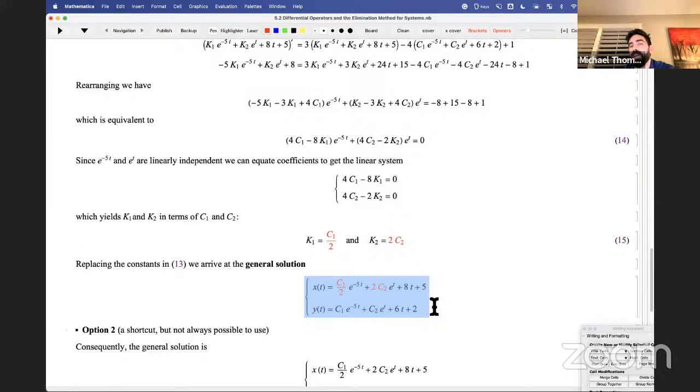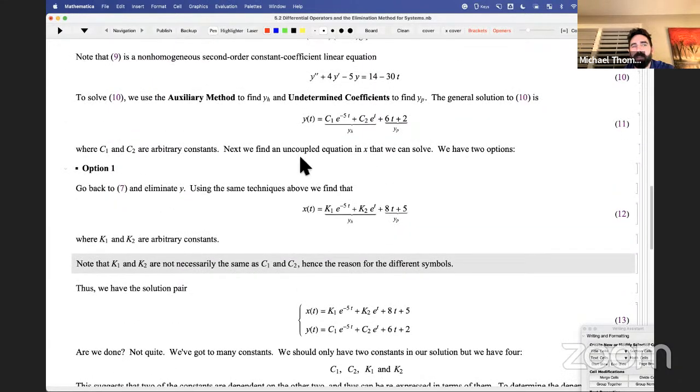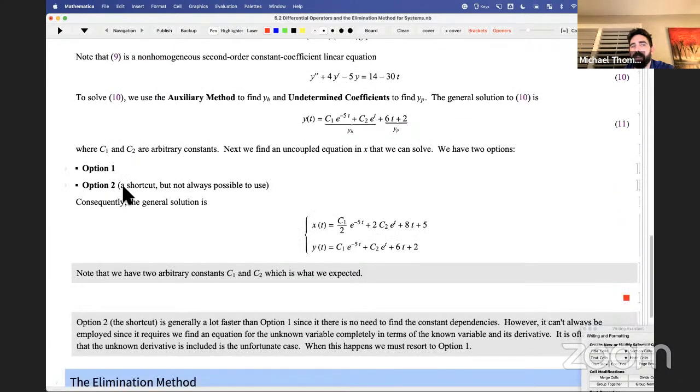Okay, so that's the long way. The reason why it's long is because of that dependency stuff, right? You've got to plug it in, equate coefficients, and it's a pain. But there is a shorter way, but it doesn't work all the time. So here's the shorter way.